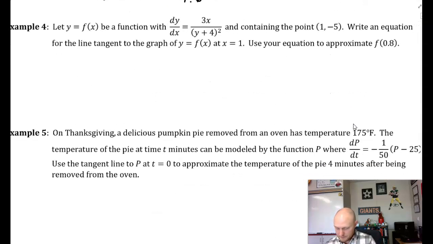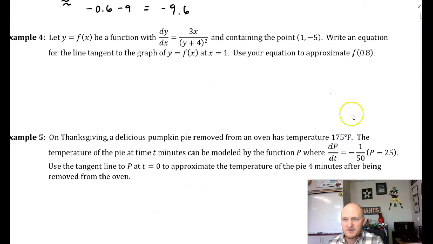Example number 4. And that's it. It's that easy. Example 4. Let y equal f of x be a function with the derivative of y with respect to x being equal to 3x over (y plus 4) squared and containing the point (1, -5).